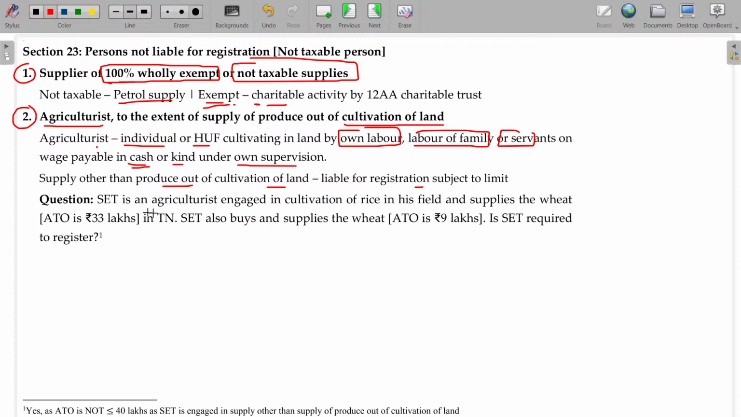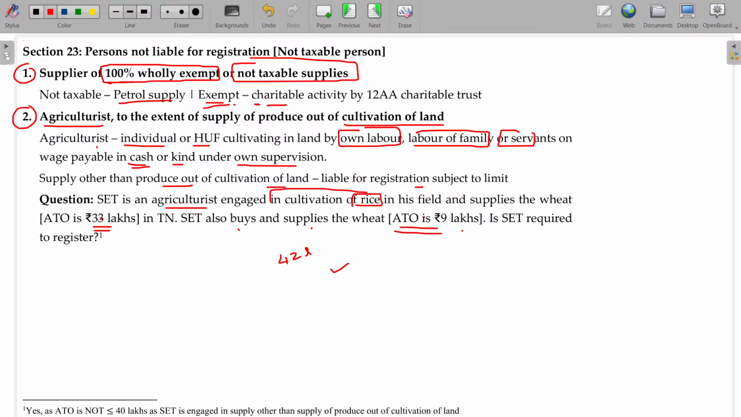Example: Seth is an agriculturalist engaged in cultivation of rice in his field and supplies it, with aggregate turnover of 33 lakhs. Seth also buys and supplies wheat, with aggregate turnover of 9 lakhs. Is Seth required to register? So overall 33 plus 9, 42 lakhs. As this is more than 40 lakhs, registration is a must.